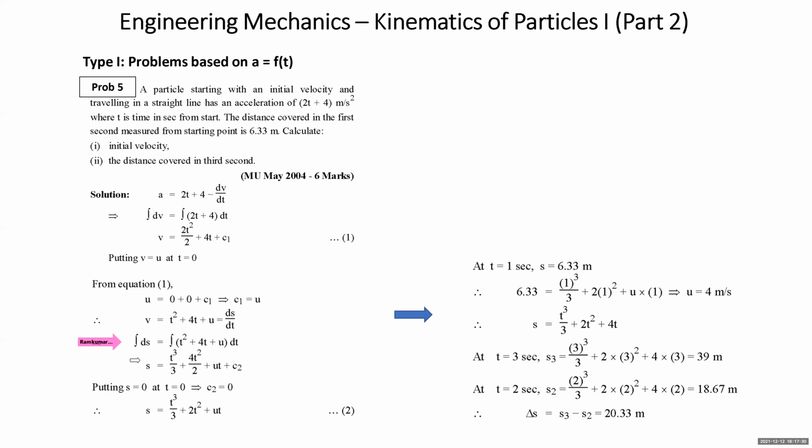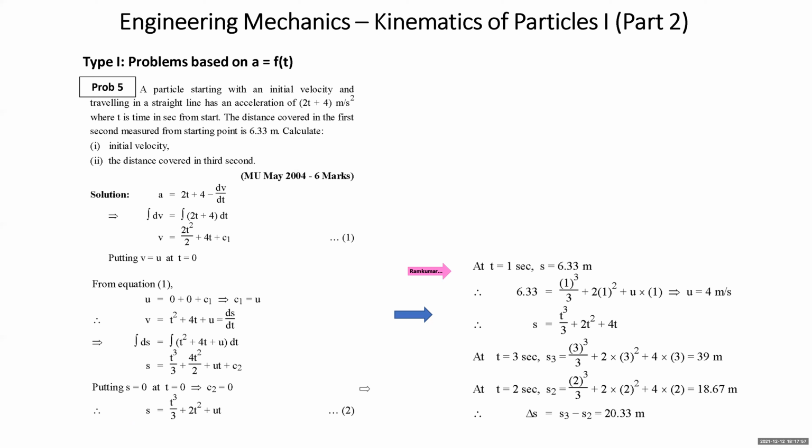You get s is equal to t cube by 3 plus 4t square by 2 plus ut plus c2. Again, we'll use boundary condition, putting s is equal to 0 and t is equal to 0, which gets you c2 as 0. If c2 is 0, substitute the value of c2, then you get s is equal to t cube by 3 plus 2t square plus ut. Now, he has given that at t is equal to 1 second, s is 6.33. Just substitute in equation number 2.